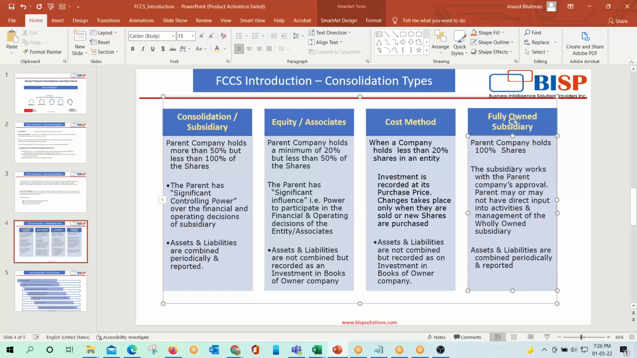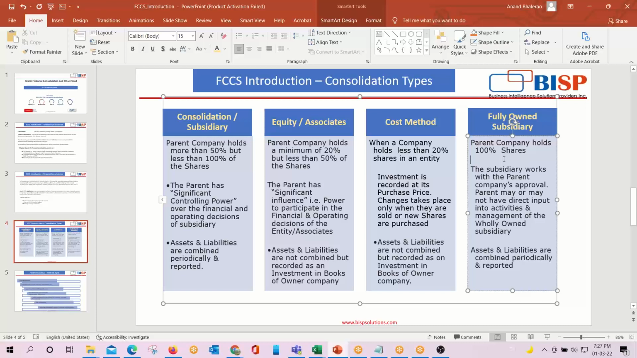And the fourth one is the fully owned subsidiary, where the parent company holds 100% of the shares, but still provides a different identity to the subsidiary company. Although it owns 100% of the shares, it gives a separate identity to the subsidiary, and it works under its own name, activities and framework. The subsidiary works with the parent company's approval. The parent may or may not have direct input into the activities and management of the wholly owned subsidiary.